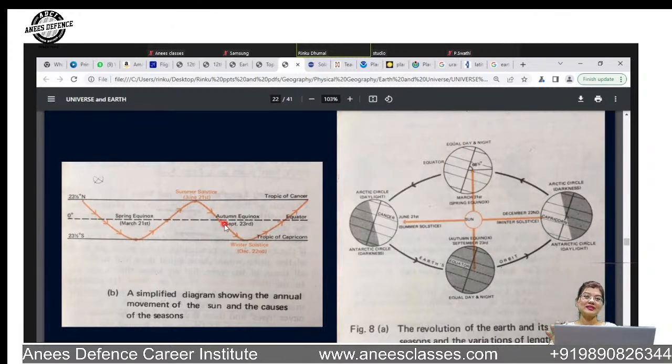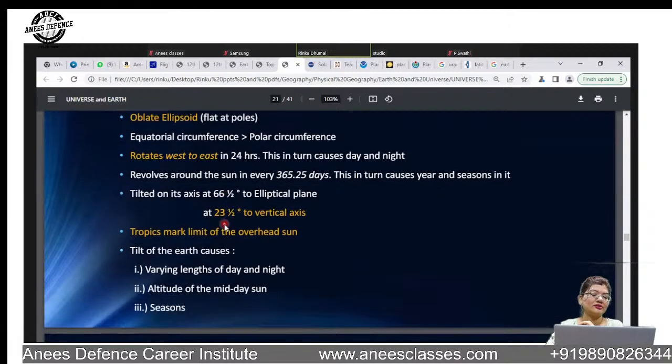Okay, so all of this is attributed: the fact that we have seasons, the fact that we have varying lengths of day and night, and the fact that we have an overhead sun at only certain places, all of this is attributed only to the tilt of the earth. Please remember, the questions based on this are as simple as what causes the night or day on the earth, what causes seasons or the formation of a year, and why.